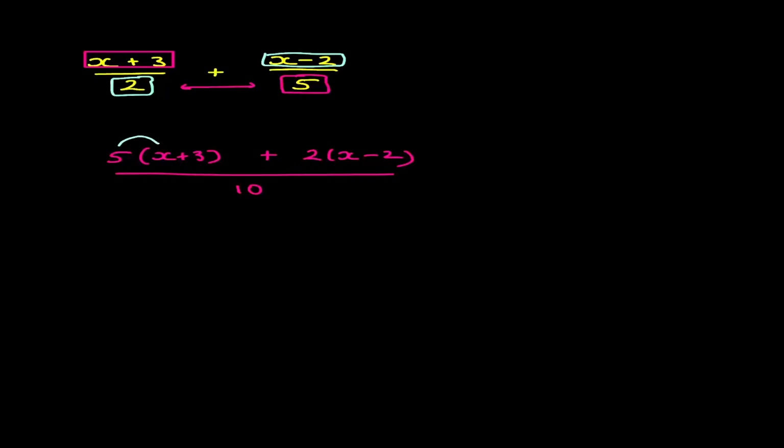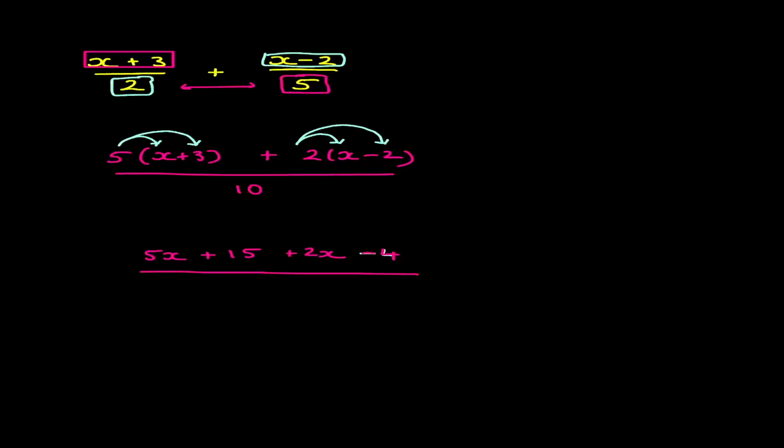Whatever's outside the bracket, you need to multiply by whatever's in the bracket. So let's do that. 5 times x is 5x, and 5 times positive 3 is 15. And then you're going to do that times that next, which gives me 2x. And be careful of the signs here. That times that. So 2 times negative 2, which is negative 4. And it's going to be all over, let me just write that a bit clearer, 10.